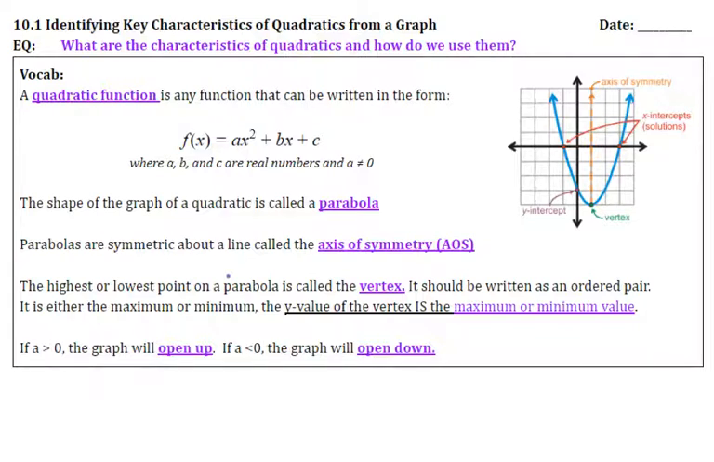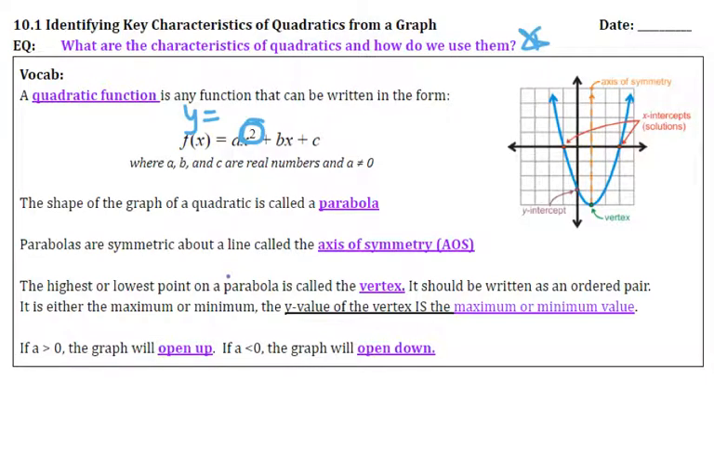So as you can see, our essential question right here at the top: what are the characteristics of quadratics and how do we use them? So a quadratic function is any function that can be written in the form f(x) = ax² + bx + c. Remember that f(x) is just a fancy name for what comes after that equal sign. This would be exactly the same if it said y equals something squared. The key thing here is that the highest exponent, or the degree of the polynomial, has to be 2. That's what makes it a quadratic function.